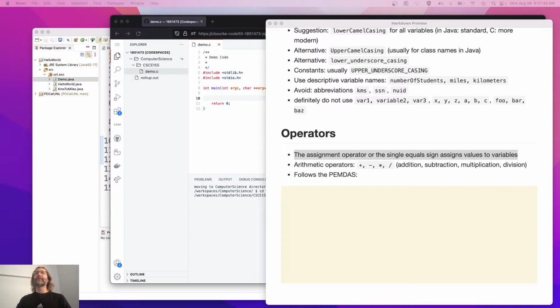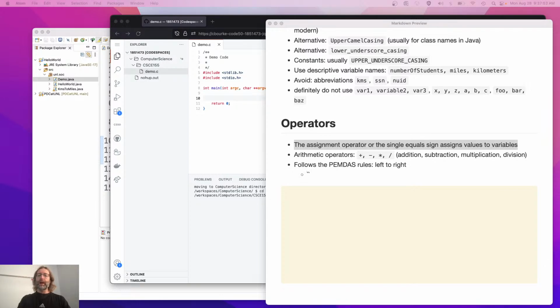What is PEMDAS? Do we remember what it stands for? Parentheses, exponents, multiplication, division, addition, subtraction. Left to right. So, for example, if I write A times B plus C, that is not the same as A times (B plus C). Why? What have I done there in the second version? I've put parentheses. What does it do with PEMDAS? That's the highest priority. The B plus C will get evaluated first, and then the multiplication is applied.